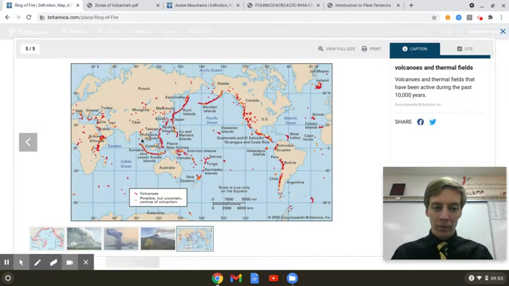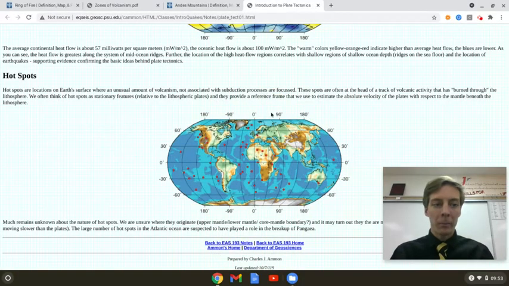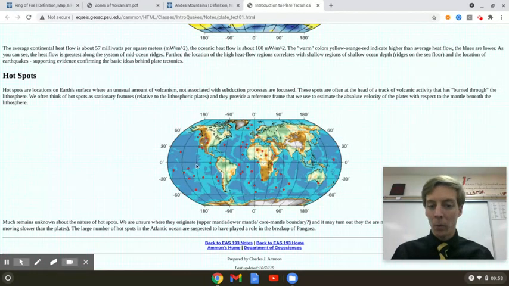Where was that? Western India was the other spot, but that was flooding. There's just a spot where these are the hot spots. There are over 40 major hot spots active around the world. So there's Hawaii. They're all over, kind of distributed.